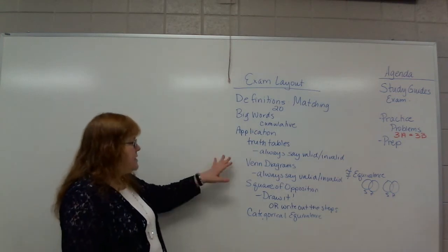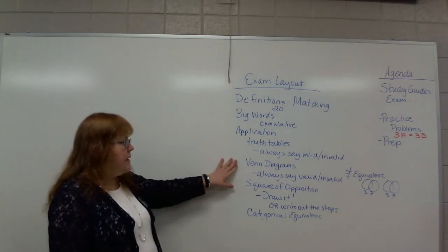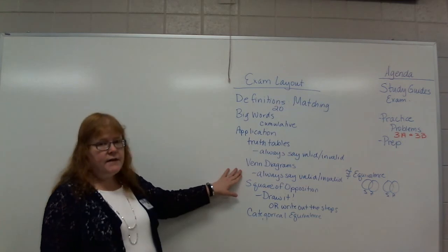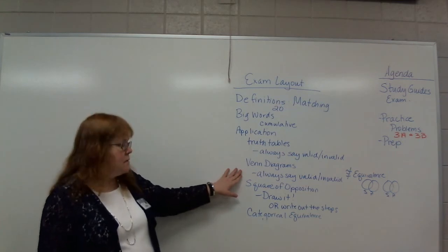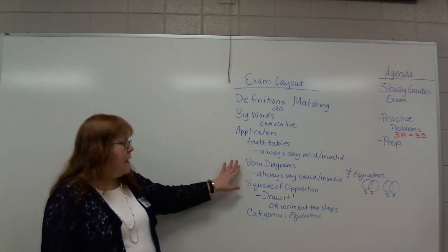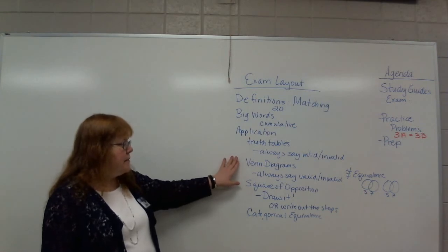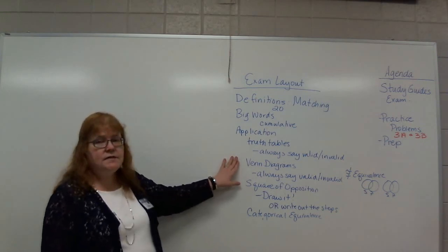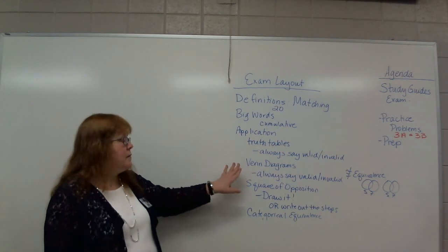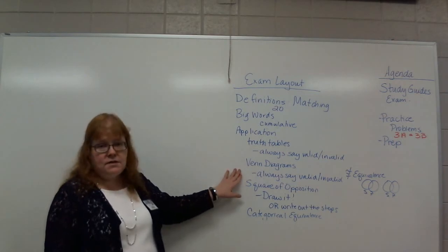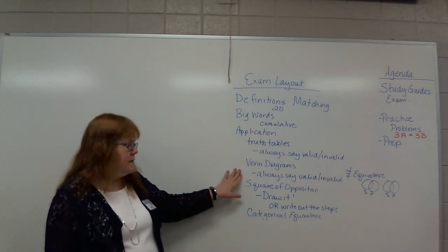The other part is on the Venn diagrams. Make sure you always say valid or invalid. That's 2 points on each one, so that can pop things down. On the Venn diagrams, you're going to do a couple of things with them. I'm going to ask you to translate a single sentence, and I'm going to ask you to translate a syllogism, and put that on the 3.